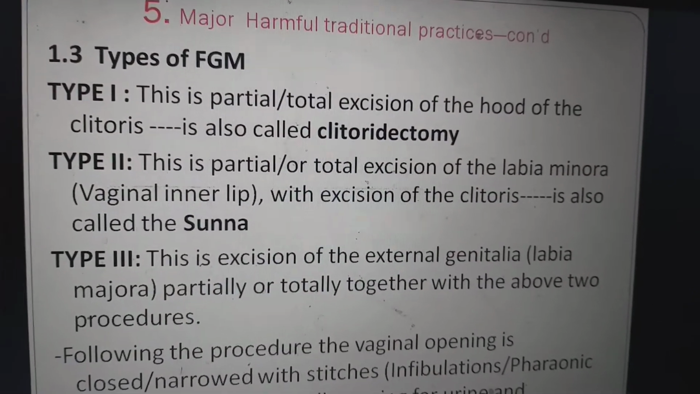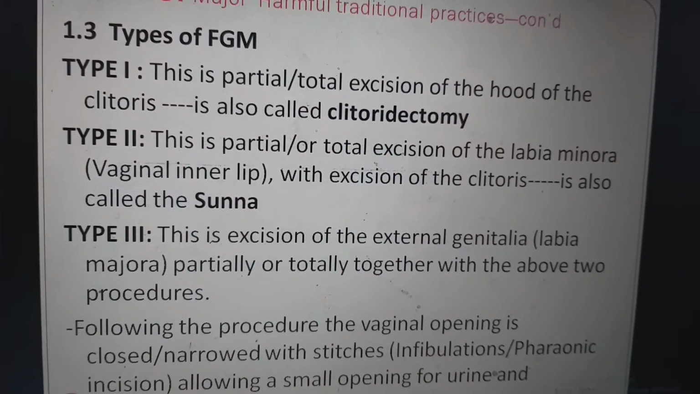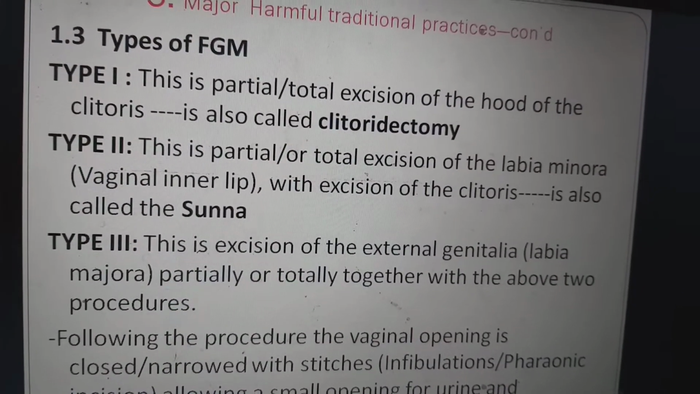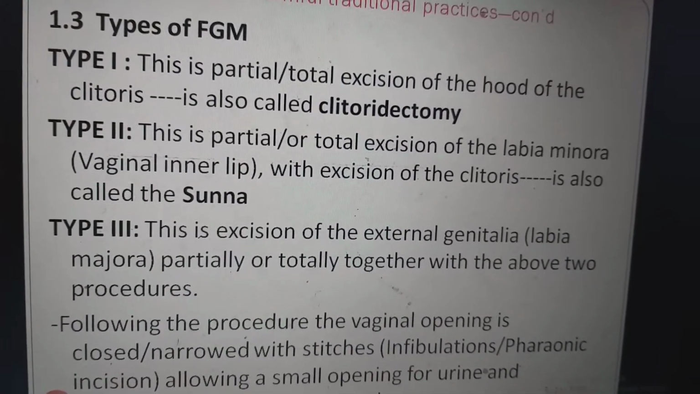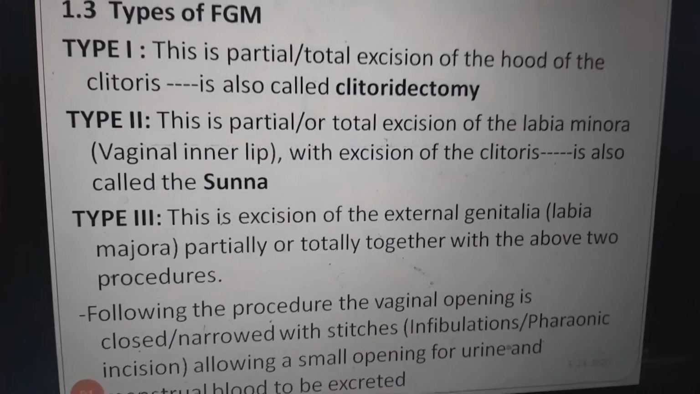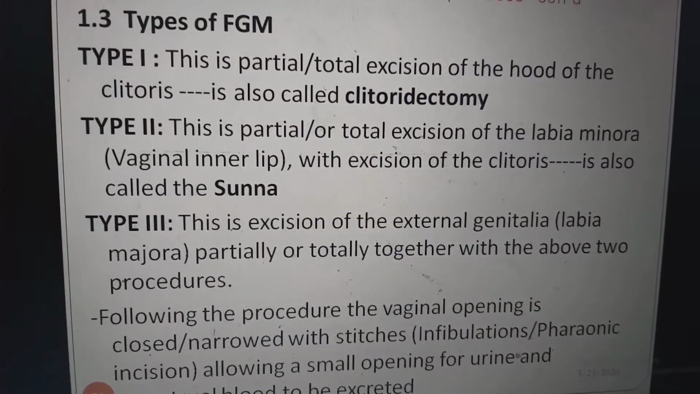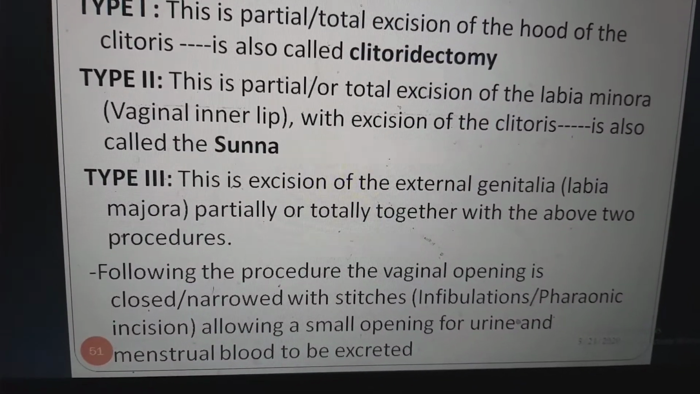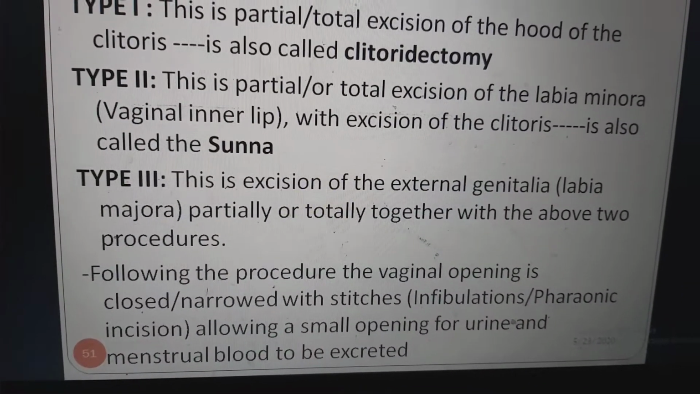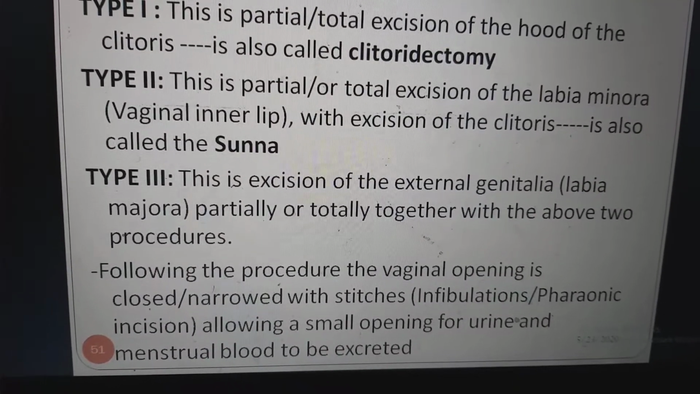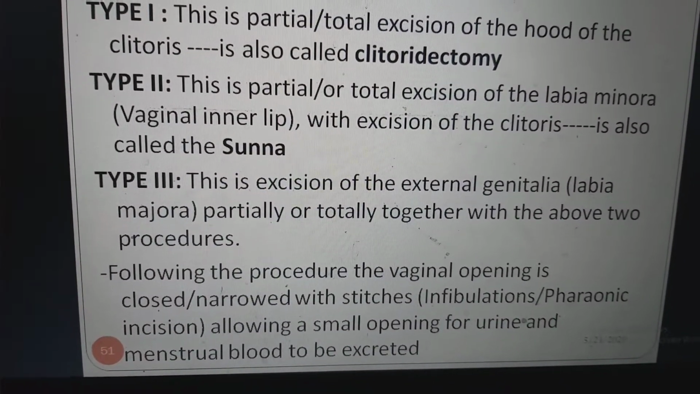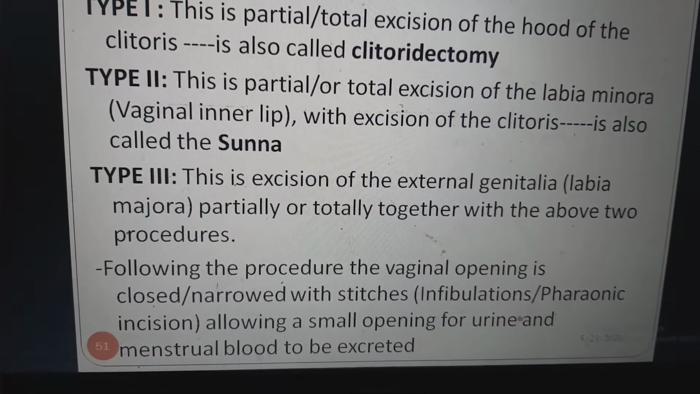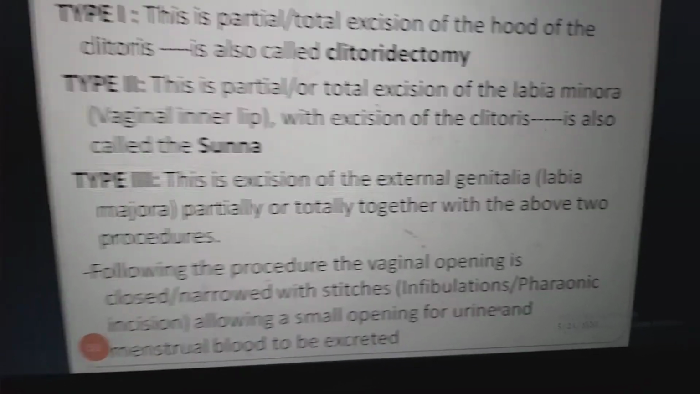Type 3 is the excision or removal of external genitalia labia, including labia majora, partially or totally, together with the above two procedures. That means clitoris, labia minora, and partial or total removal of labia majora. Following the procedure, the vaginal opening is closed or narrowed with stitches, called infibulation or pharaonic incision, allowing a small opening for urine and menstrual blood to be excreted.